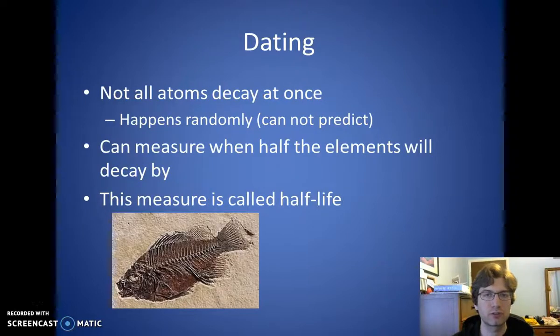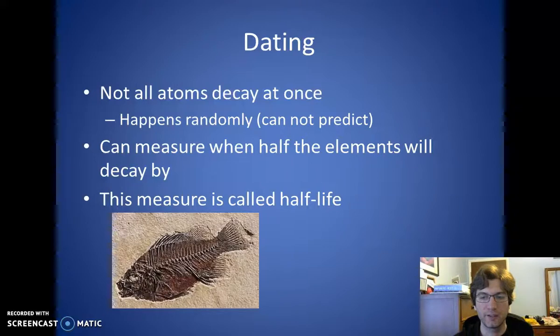So starting off, let's start looking at dating. So again, I'm going to use them to tell how old something is. This is called radioactive dating. Not all atoms are going to decay at once. Again, this happens spontaneously throughout the material's existence. It's going to happen randomly. We cannot predict this. But we can measure when half of the elements will go through decay.